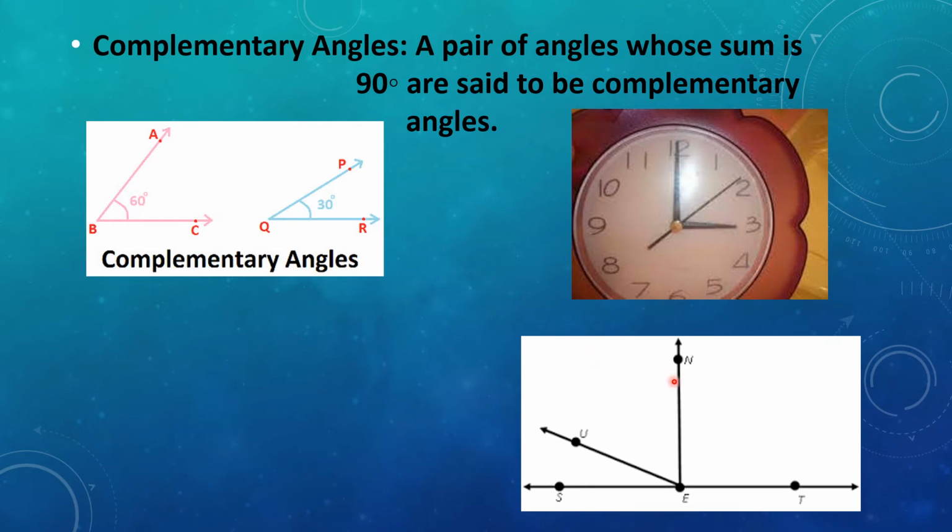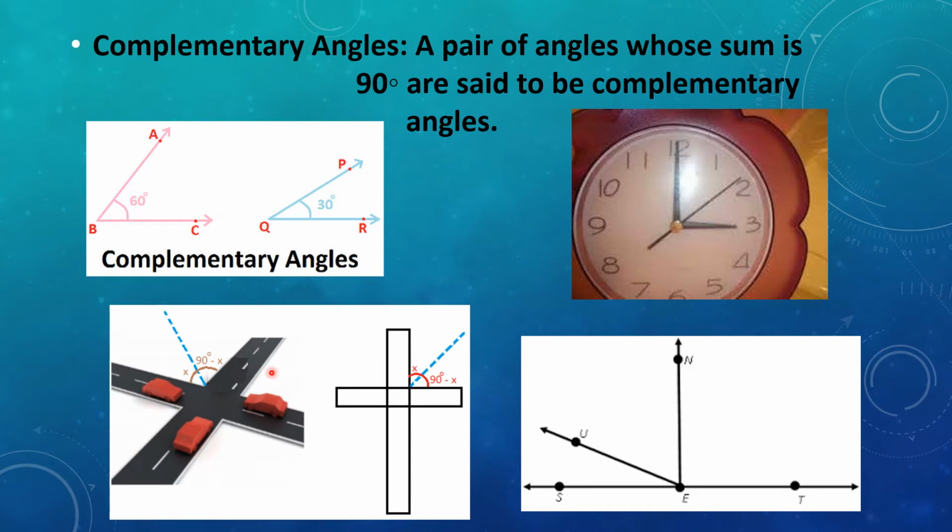Next, here you can see that NES is a right angle, and when I divide it into two, NEU and UES, and sum them up, a complementary angle will be formed. Here you can see that a crossroad also forms complementary angles. If I take the measure of x here as 30 degrees, the remaining angle would be 90 minus 30, so it would be 60. So you can take different values of x and get the values of two angles in this way.